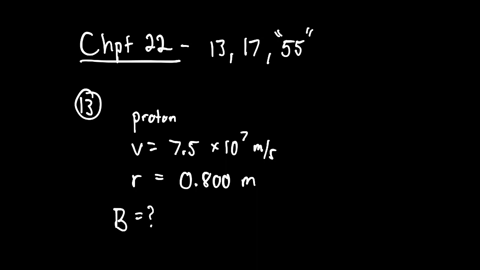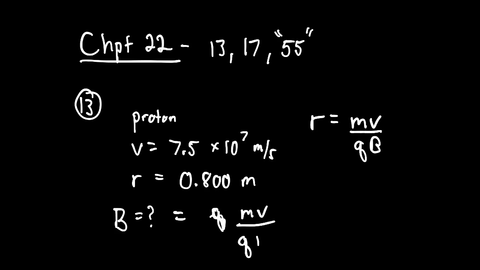How do I find B if I know the radius? MV over QR. Where did we get that from? I don't remember that equation in the book. What equation do they give you in the book? R is MV over QB. So I multiply the B to the other side and divide by R. So I get B equals MV over QR.